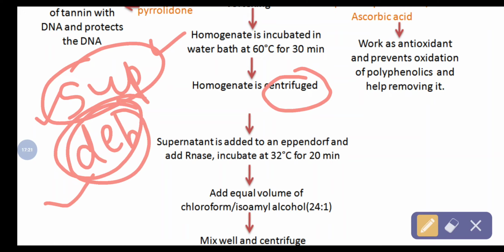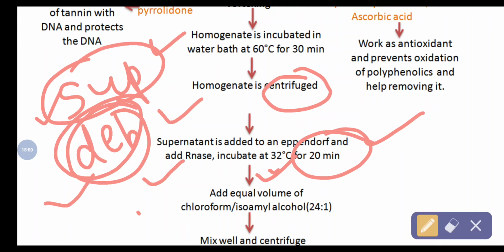You will add the supernatant in a new Eppendorf, and you will add a certain amount of RNase to it, because RNase will degrade the RNA, so that your DNA will be purified easily and won't contain the RNA. When we add the RNase, we will incubate that solution at 32 degrees Celsius for 20 minutes.